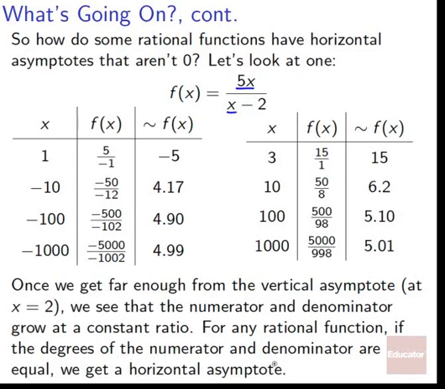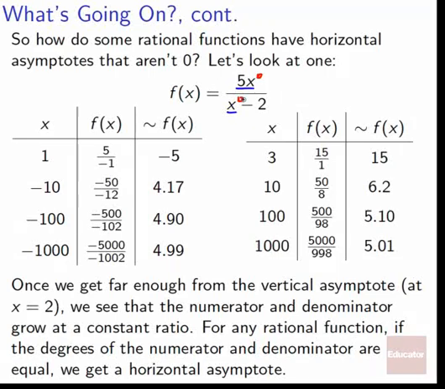So for any rational function, if the degrees of the numerator and the denominator are equal, we will get a horizontal asymptote that isn't equal to 0. We'll get a horizontal asymptote at some height. So notice, the 5x here and the x here, they both have the same degree, a degree of 1. So since they've got the same degree on the top and the bottom, they're growing at the same rate. In a way, other than that multiplicative factor of 5, they're running in sort of the same scale of growth.